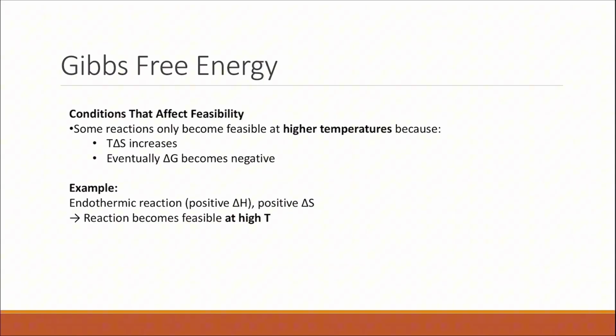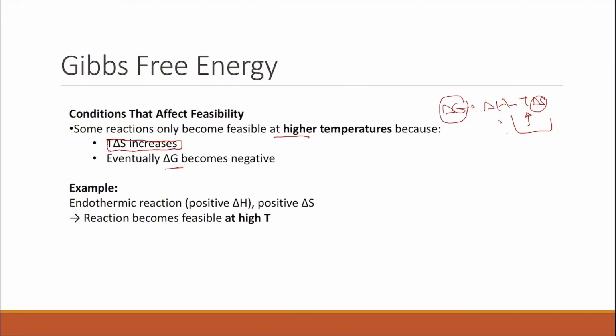So what are the factors that affect the feasibility? Some reactions only become feasible at higher temperature because T delta S will increase, because delta G equals delta H minus T delta S. So when you increase the temperature and you have a positive delta S, T delta S is going to be higher than the enthalpy change, and the total delta G will be negative. This is especially relevant for endothermic reactions, because delta H for endothermic reactions is positive. So an endothermic reaction can occur at certain temperatures because T delta S becomes a higher value.